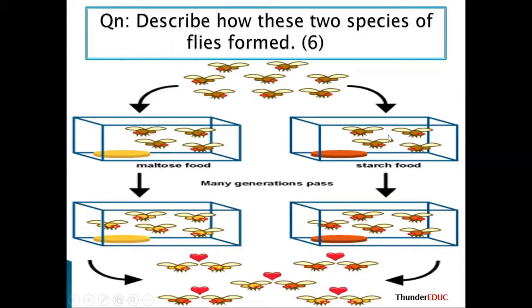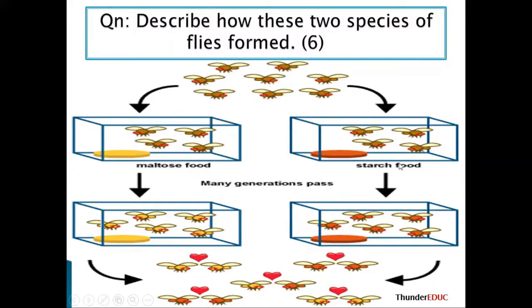Now there is no gene flow. You see that they are still the same kind of species, so there is no gene flow between them. These ones cannot come here and interbreed with this. And because there is no gene flow and they are being separated, they have different environmental conditions. In this case, what is the different environmental condition? It is the kind of food which is present. Here we have starch food, and here we have maltose. So they have different environmental conditions.